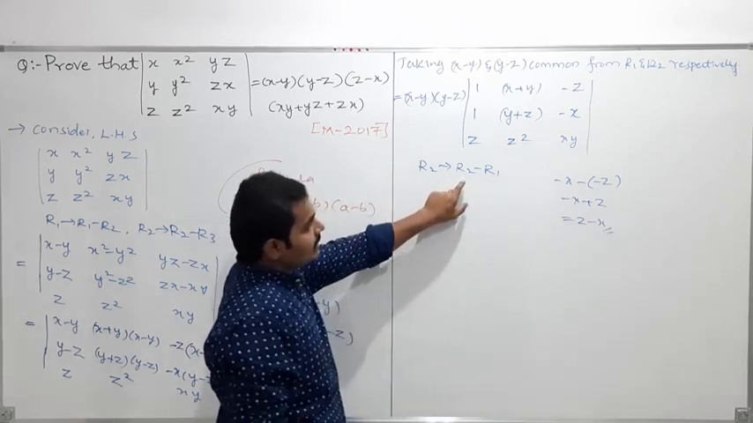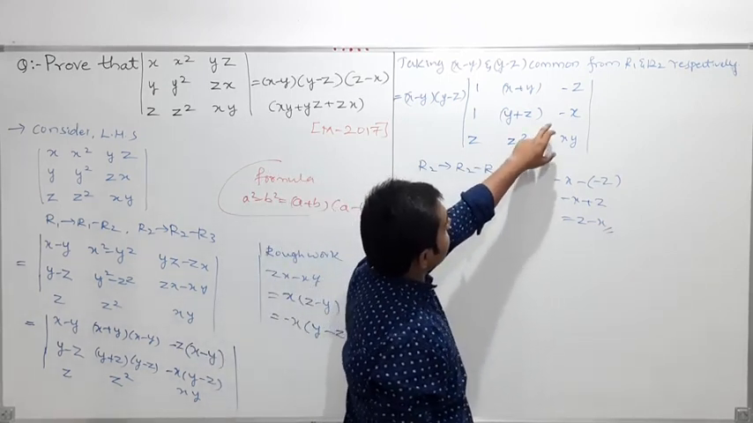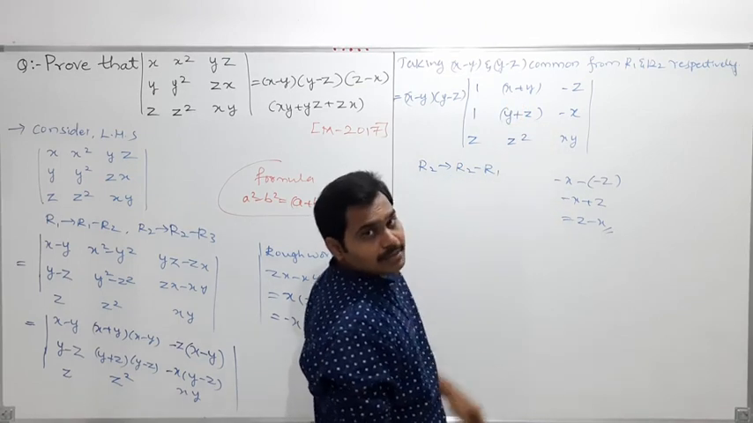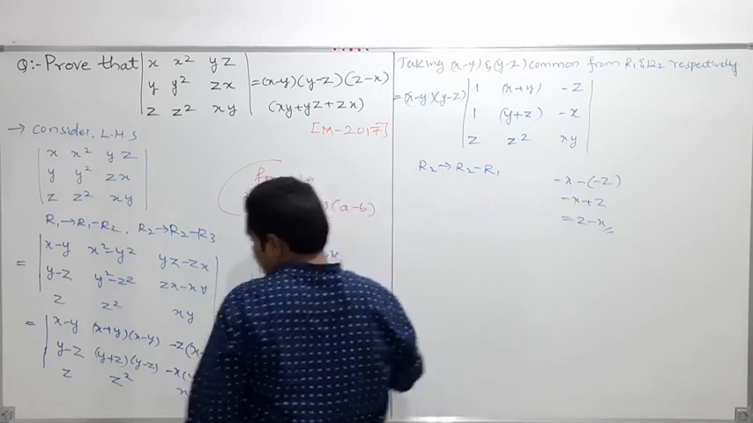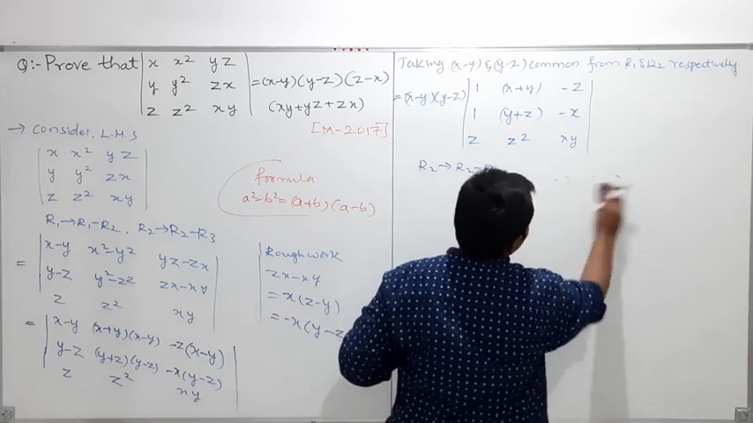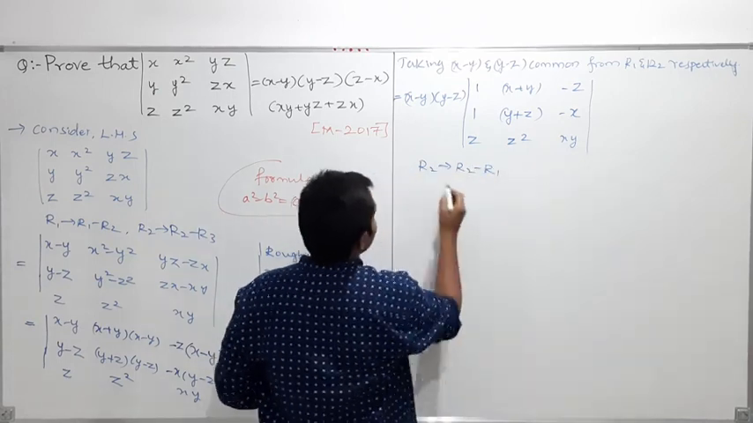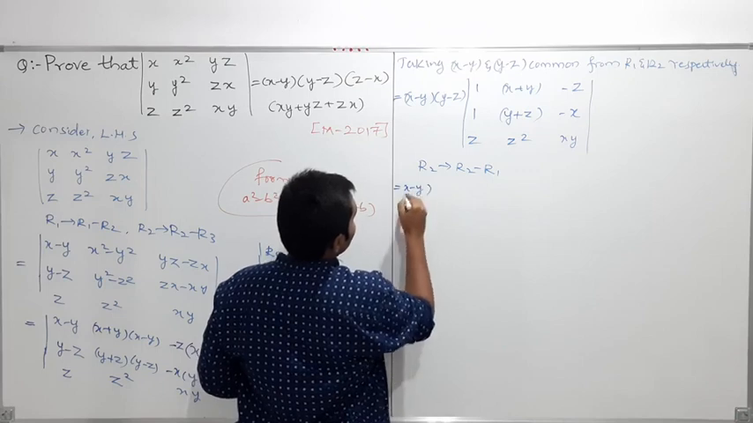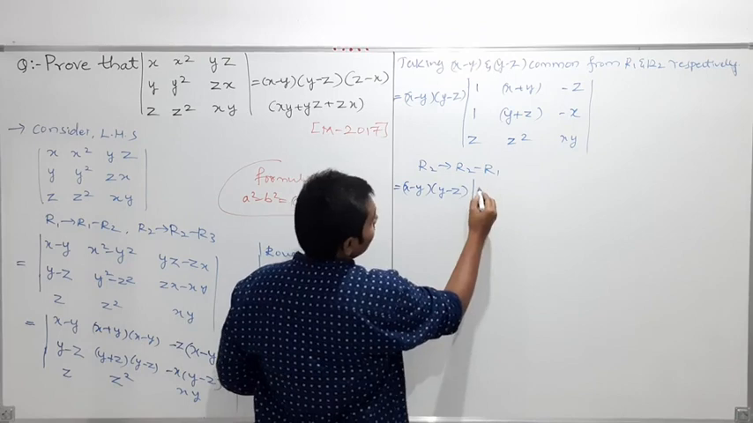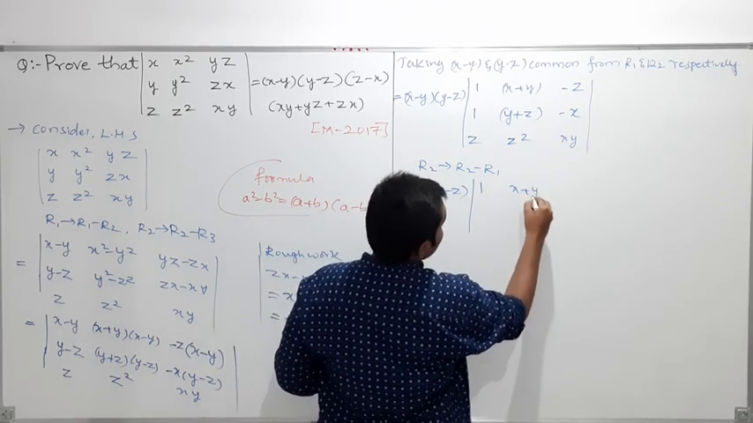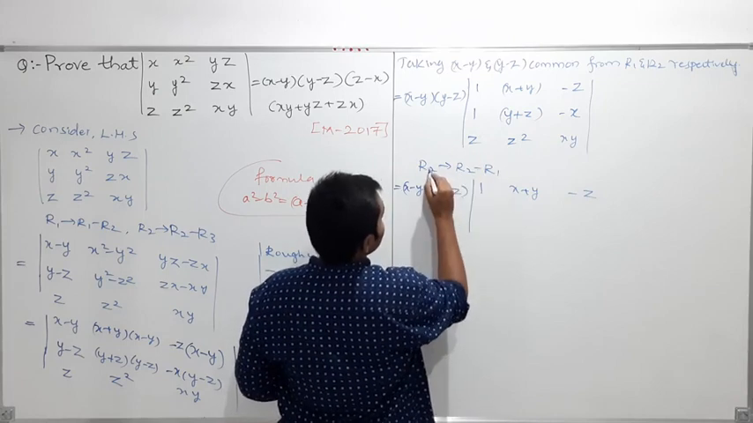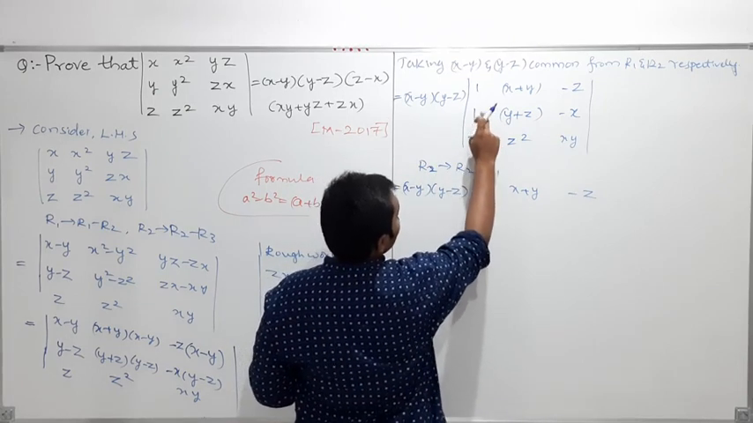So therefore, if you apply this operation, you can take z minus x common here, since even this element minus this element gives z minus x itself. So therefore, I am applying this operation. Clear? So here I showed you why I am applying this operation. Now for x minus y into y minus z, r1 is as it is: 1, x plus y, minus z, and r2 changes to r2 minus r1.